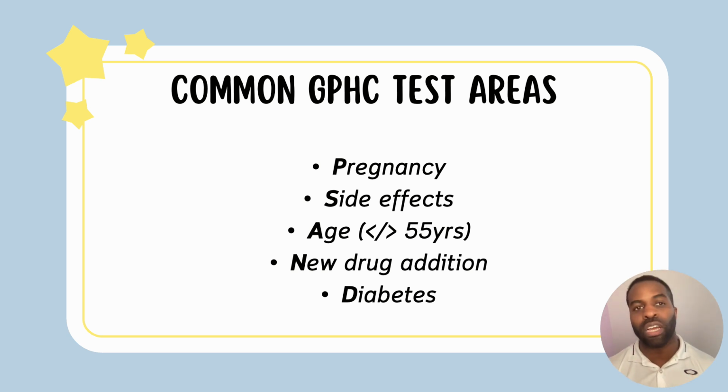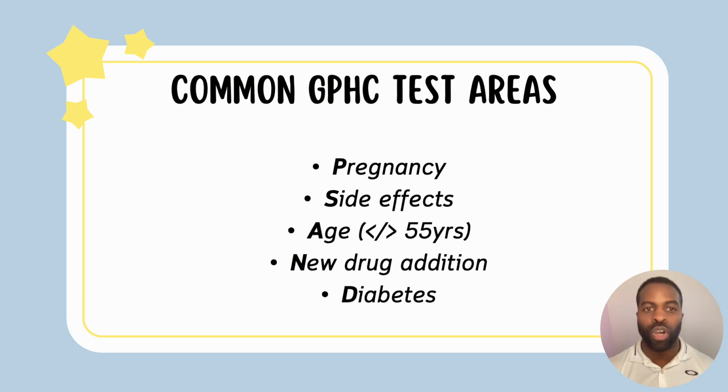So what are the common areas that come up when it comes to hypertension in the GPhC exam? Number one, you need to know about pregnancy. They tend to ask you questions on pregnancy and hypertension. Then side effects, especially of your hypertension drugs, your calcium channel blockers, your beta blockers. You need to know side effects of these. Then you need to master your algorithm. They love asking you questions on the hypertension algorithm.